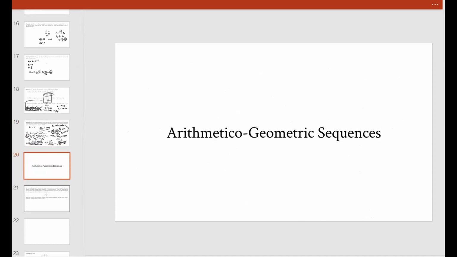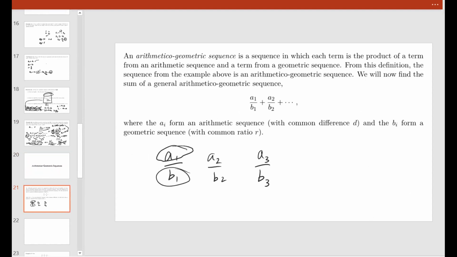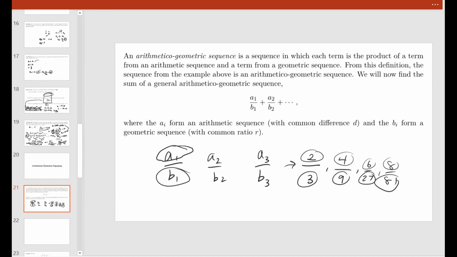So next we will be going over arithmetico-geometric sequences. The definition for this type of sequence is that it's a sequence in which each term is a product of a term from an arithmetic sequence and a term from a geometric sequence. So basically, our terms are a1 over b1, a2 over b2, a3 over b3, where a is an arithmetic sequence, and b is a geometric sequence. For example, we could have 2 over 3, 4 over 9, 6 over 27, 8 over 81. So 3, 9, 27, 81 is a geometric sequence, and 2, 4, 6, 8 is an arithmetic sequence. So this would form an arithmetico-geometric sequence.